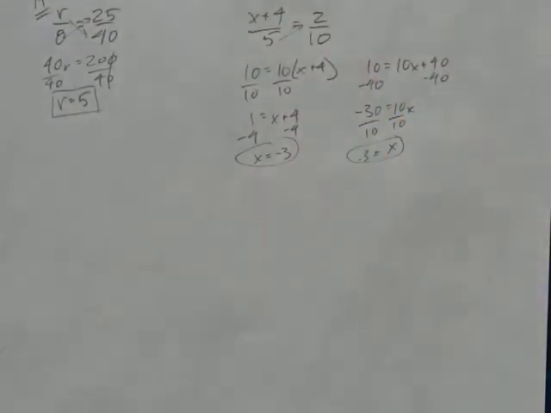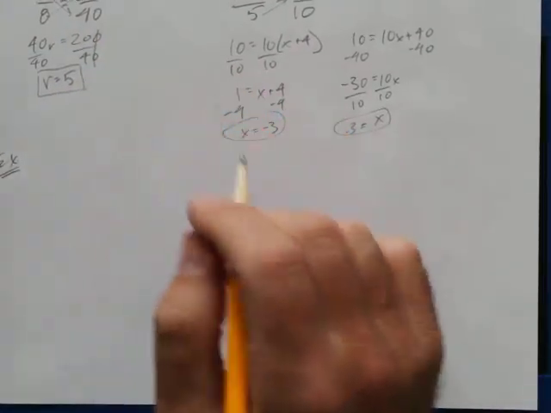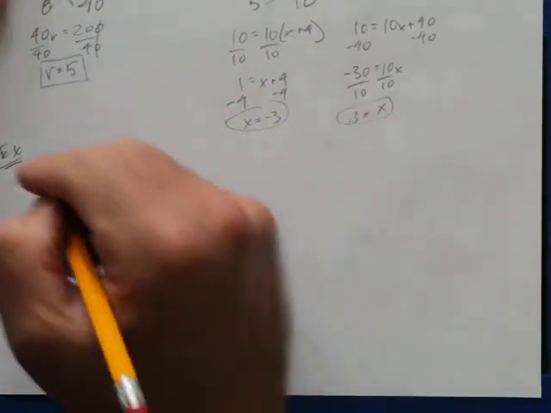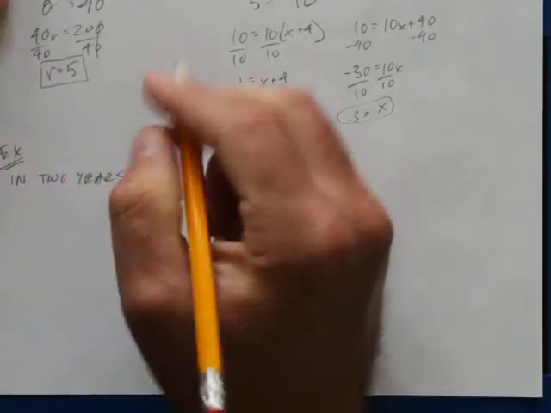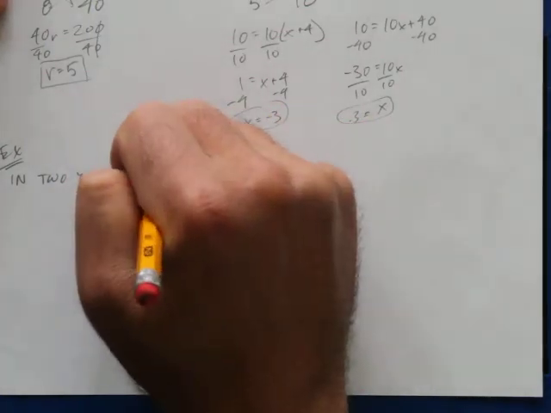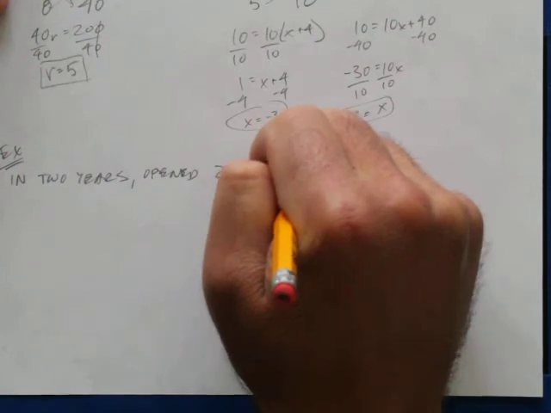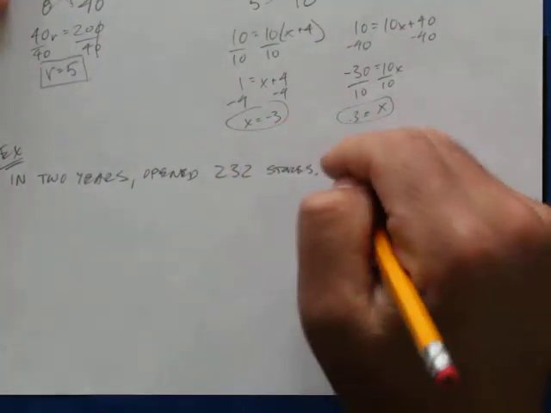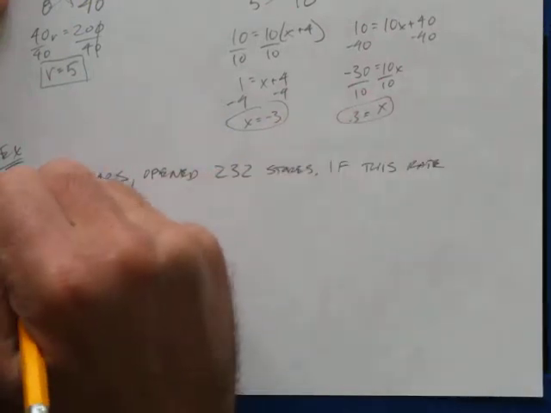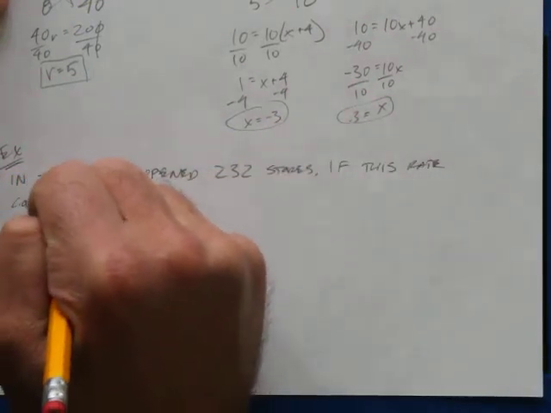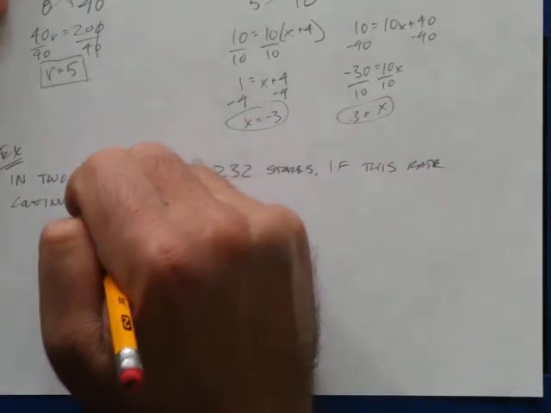All right, last example here. And this is going to be kind of a word problem. So in 2 years, this business opened 232 stores. If this rate continues, how many stores will open in the next 3 years?